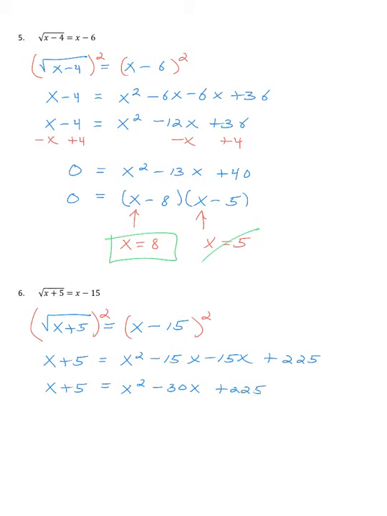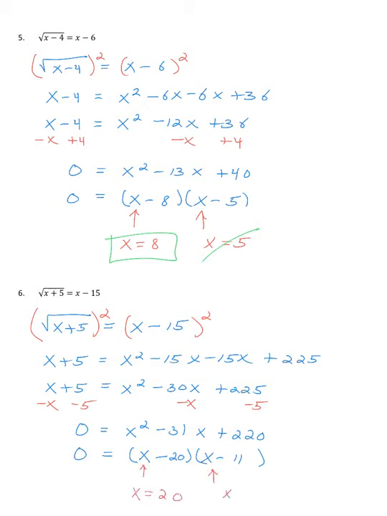I will subtract x as well as 5. And this gives me 0 is equal to x squared minus 31x plus 220. Okay, an x minus and an x minus. The two numbers that multiply to 220 yet add to a negative 31 are negative 20 and negative 11. So therefore, 20 is a potential solution, and so is 11. But again, it turns out that the only solution is 20, 11 does not work, and that is it.